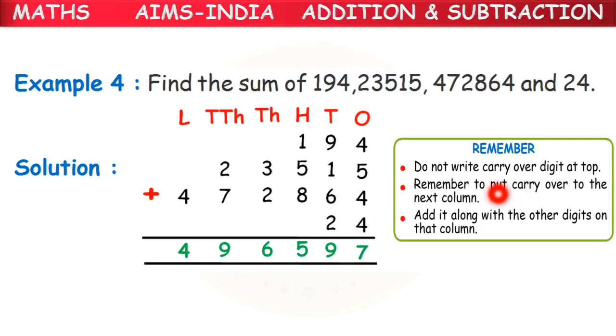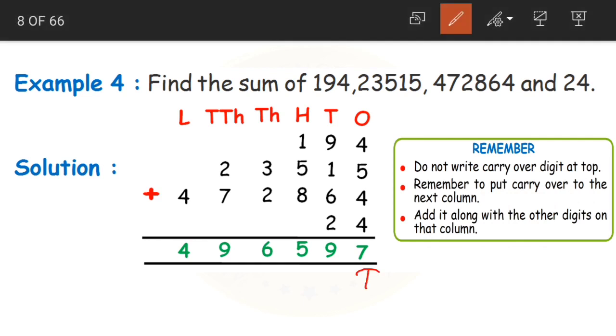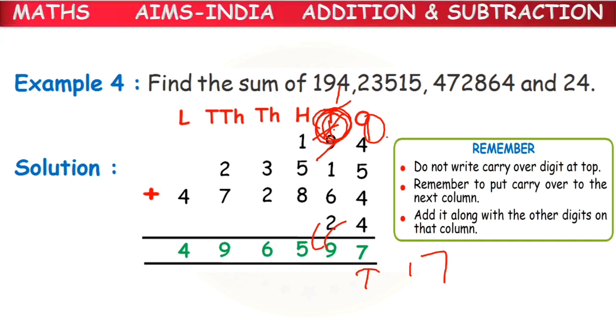Yes children, now what should we remember? Do not write carry over digit at top. Remember to put carry over to the next column. Add it along with other digits in that column. Yes, so here we got 17. So do not write 1 here. Write the carry over digit to the next column. Yes. Now when we are adding the digits in tens place, add it along with this one which we have carried. Clear children? This is all for today.